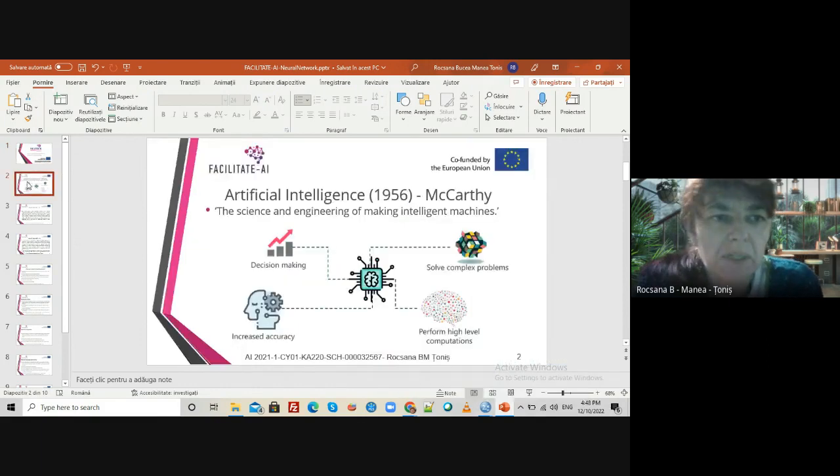Artificial intelligence is defined by McCarthy in 1966 as the science and engineering of making intelligent machines. It talks about decision making, increased accuracy, solving complex problems, and performing a high level of computation.